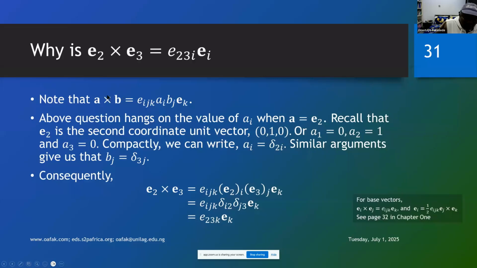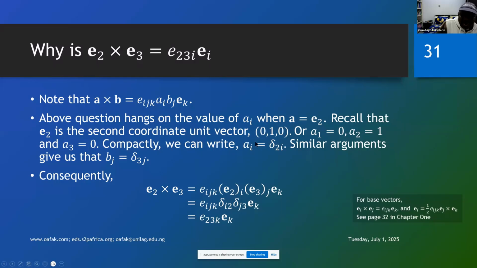So this is what the cross product comes to. Now, what happens to the above when A is E2? Remember that the components of E2 are 0, 1, 0. It's not the number of times you eat in a day. It's just the components of E2. And the components of E3 are 0, 0, 1. So that means that A1 is 0, A2 is 1, and A3 is 0.